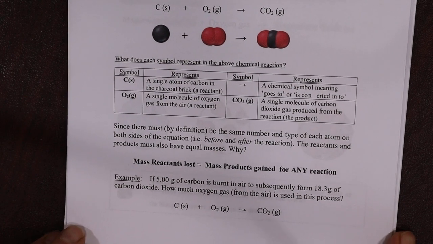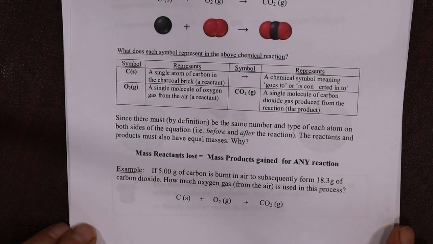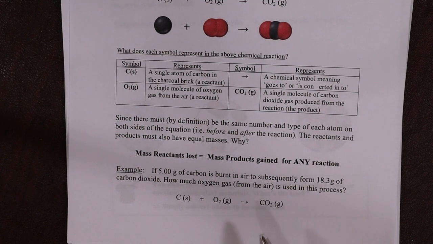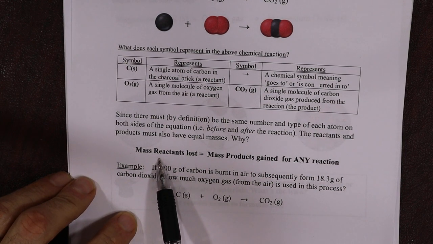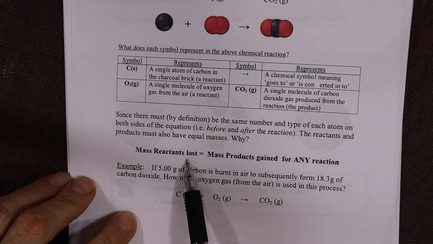Since there must be, by definition, the same mass of reactants and products, there is, by definition, the same mass of atoms, the same number and type of atoms, on both sides. Now we can look at that in a very simplistic way. Let's look at this question here. If you remember, mass of reactants equals mass of products for any reaction.